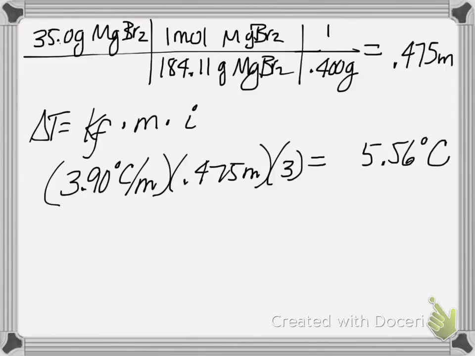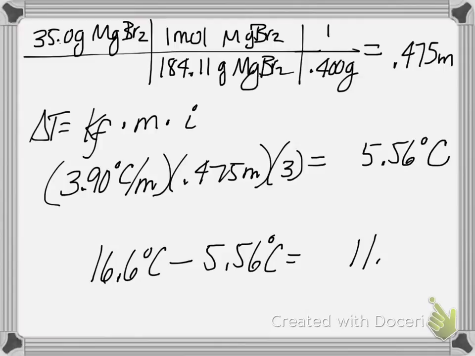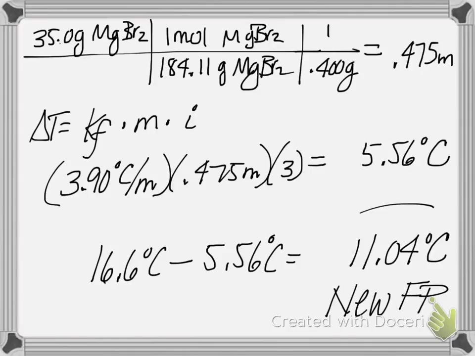But is that my new freezing point? No, it is not. So this is a freezing point depression, meaning it lowers it. So Kai is right, I'm going to subtract it. So I go to my chart and I see that the freezing point of acetic acid is 16.6 degrees Celsius. I'm going to subtract 5.56 degrees Celsius, and I'm going to get 11.04 degrees. This is my new freezing point.